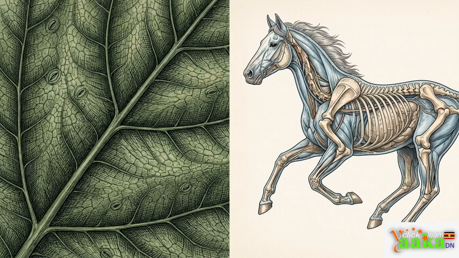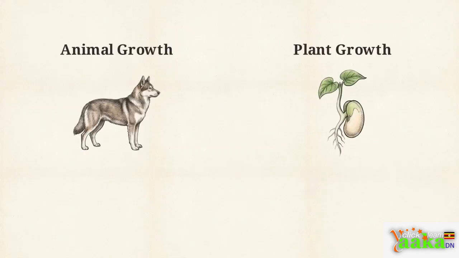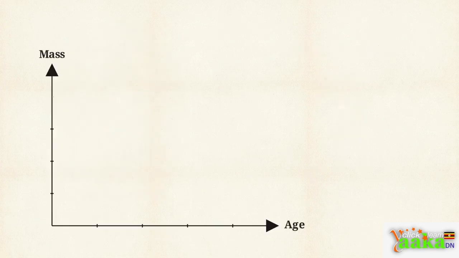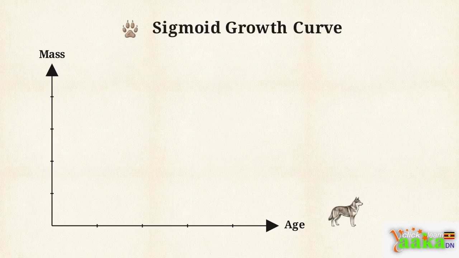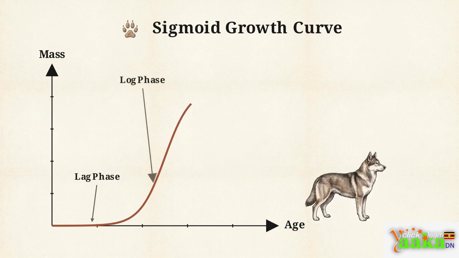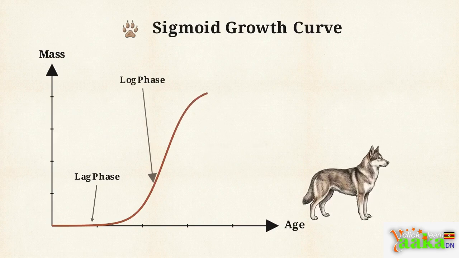Animal growth follows a different set of rules. It is determinate, meaning it reaches a hard stop at maturity, and it is generalized, occurring across the entire body rather than in isolated tips. This life cycle is mapped using a sigmoid curve, which charts the mathematical progression of an animal's size from birth through adulthood. The curve begins with a slow lag phase during infancy, then angles sharply upward into the log phase. This is the period of rapid exponential cell division during youth.